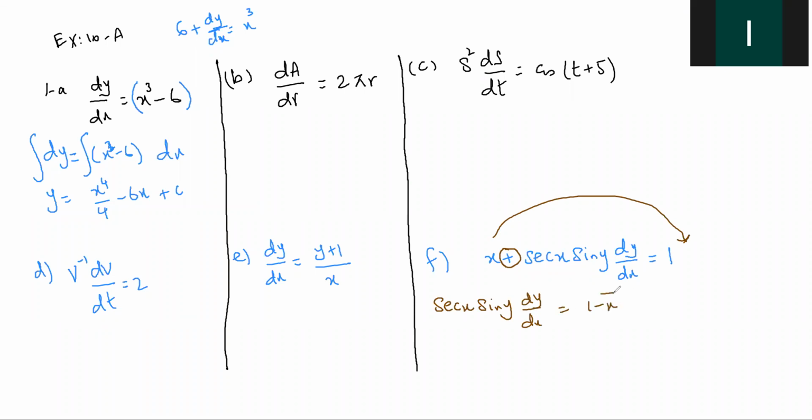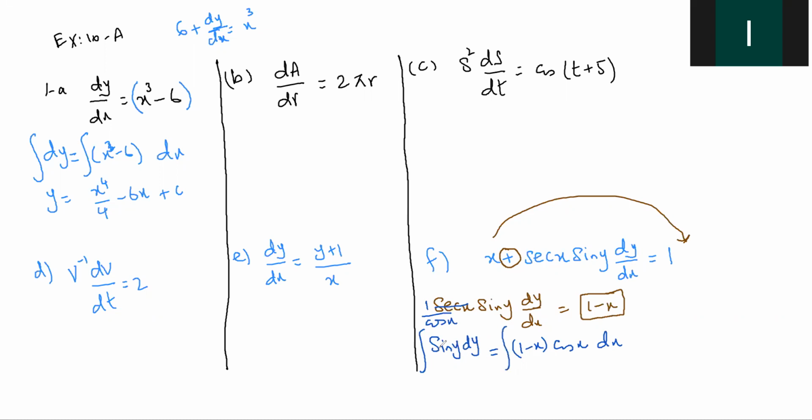Now, I'll consider this 1 minus x as one term, okay? So now this left-hand side can have sine y over here. So this is your sine y and dy. The secant x is basically 1 over cos x. If I change that with 1 over cos x, then I can easily say that this is going to be 1 minus x into cos x, and here I have that dx. And then we can integrate both the sides.